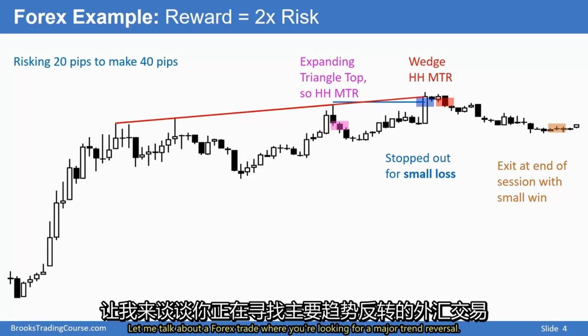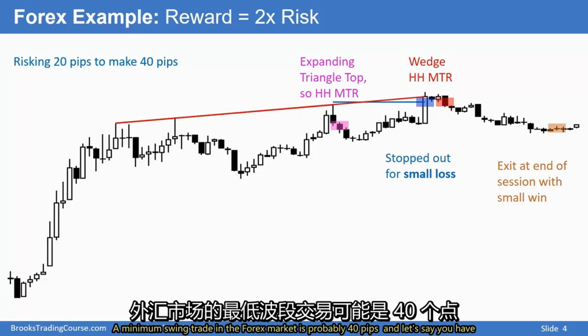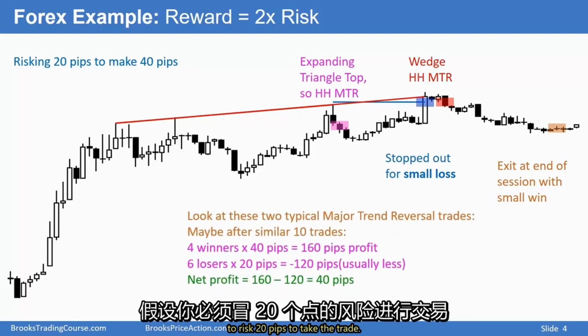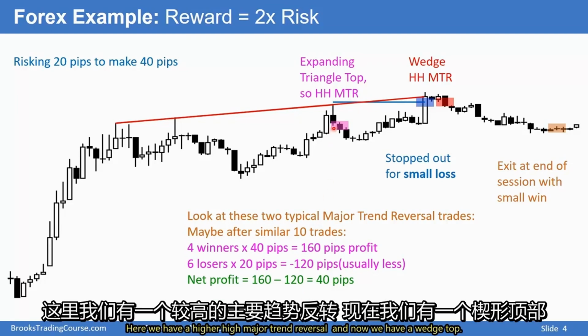Let me talk about a Forex trade where you're looking for a major trend reversal. You want a swing trade. A minimum swing trade in the Forex market is probably 40 pips, and let's say you have to risk 20 pips to take the trade. And let's say you took 10 trades similar to this. Here we have a higher high major trend reversal, and now we have a wedge top.